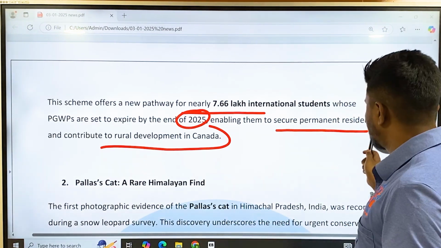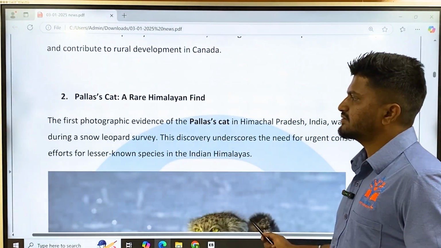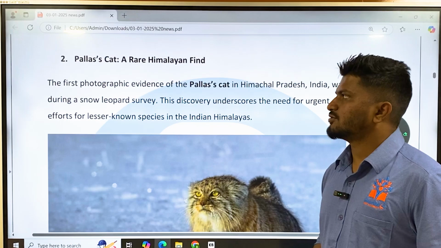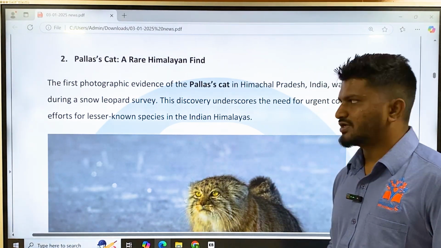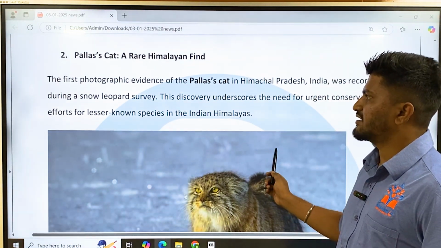Okay, then there is a second article. This was from The Hindu. It talks about Pallas cat. What is Pallas cat? It is a rare Himalayan cat.